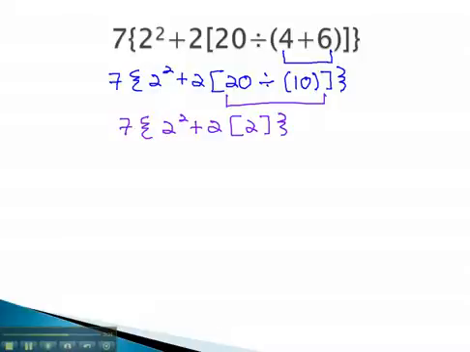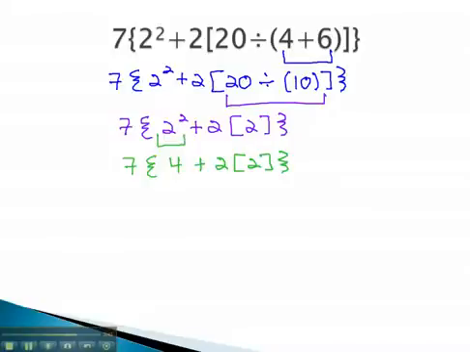Continuing to work out, now we'll simplify the bracket parentheses. Order of operations tells us to do the exponent first. So we will start with that. 7 times 2 squared, which is 4, plus 2 times 2. Close the bracket.